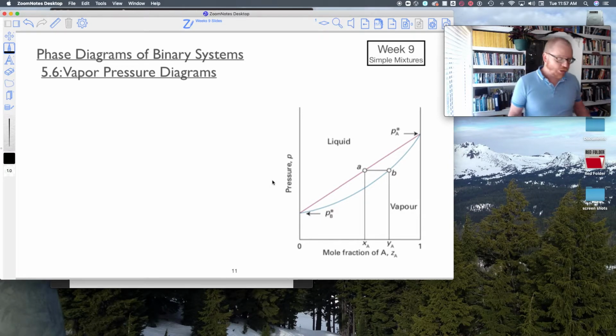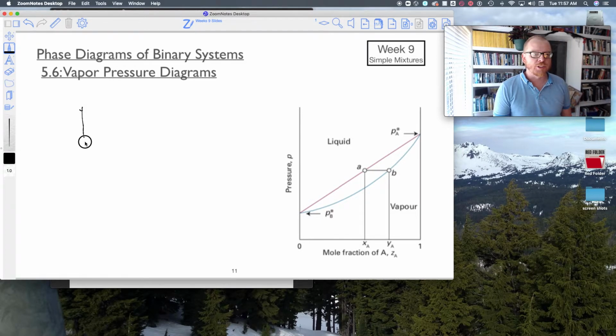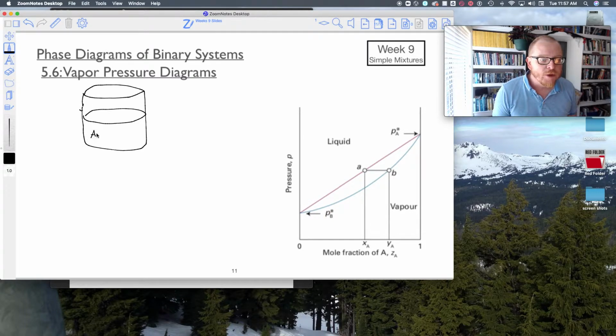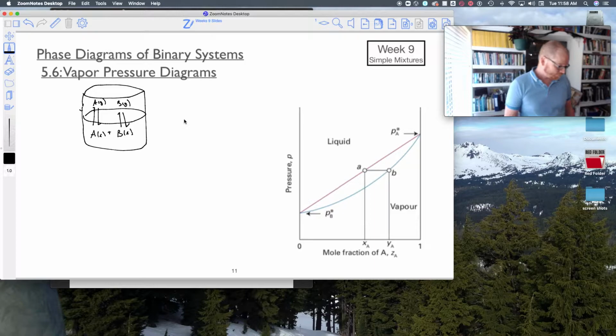So let's do it. Suppose now I have a solution. I'm going to draw another beaker here. You would think by now I've gotten good at drawing beakers, but I haven't. Or that I would have drawn myself a beaker using PowerPoint. In any event, we've got liquid of A and liquid of B. We're mixing them together, right? And we note that they are each respectively in equilibrium with their vapors, okay?